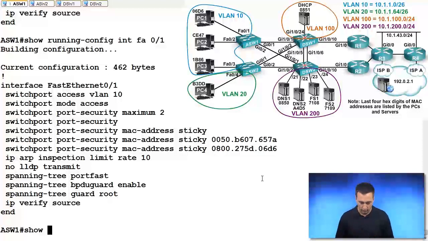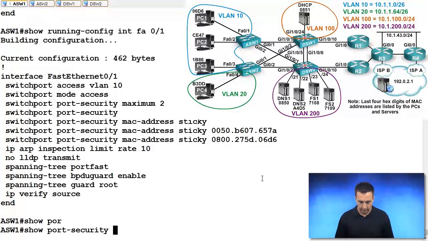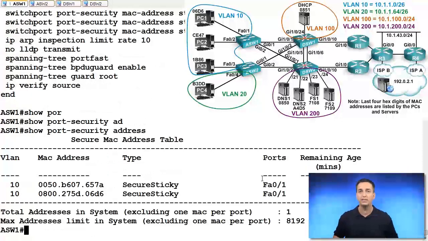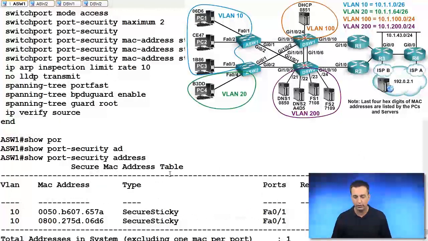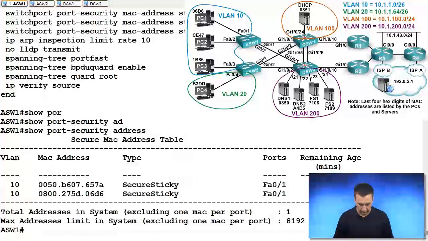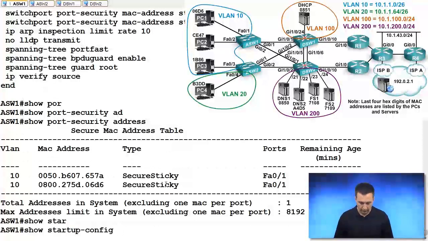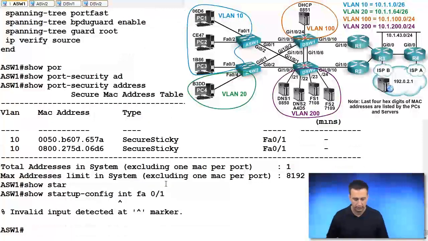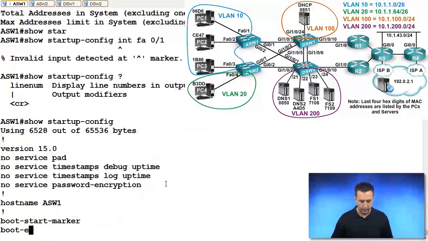And if we look at the output of show port-security address, we'll see them listed in the table as secure sticky. So they were learned via the sticky feature. Or, pardon me, they were learned dynamically, but then put into the running config as permanent addresses using the sticky feature. But they're not technically permanent unless we copy them to the startup config. Let's type in show startup-config for interface fast Ethernet 0/1. No, so I'll just have to browse through the whole thing.